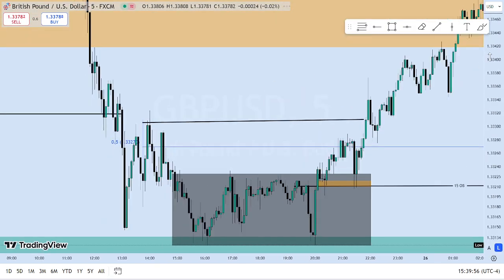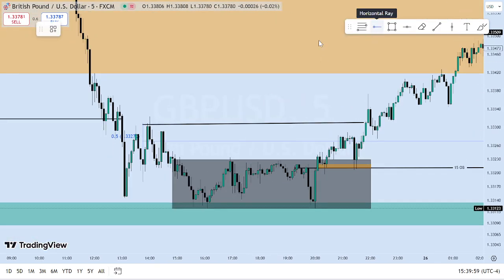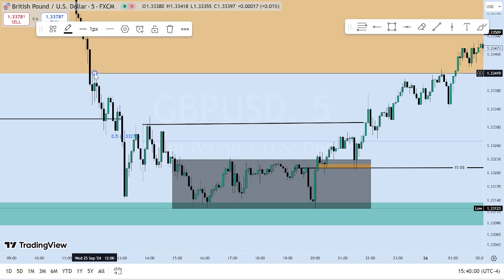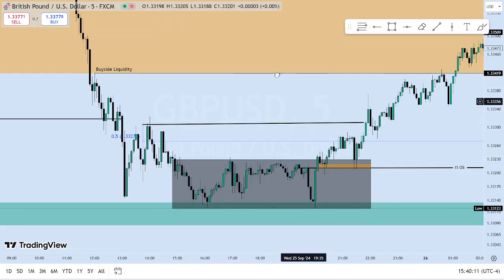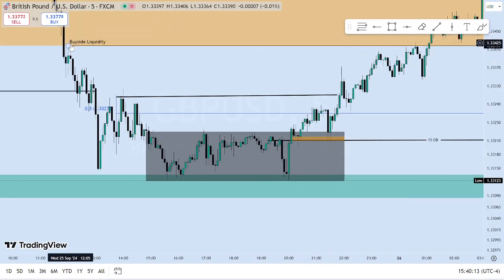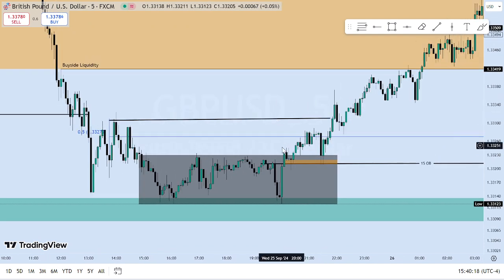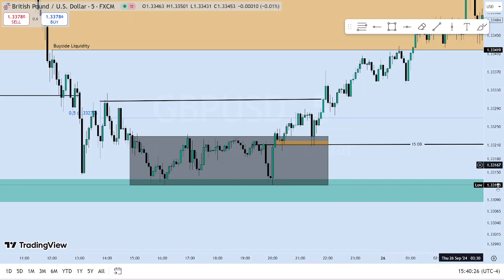Where is the draw on liquidity here? You can target this high, buy side liquidity. You can target this high here to take your partial first profit. You can see we traded up to that and took it off. Hope you are with me. Good.